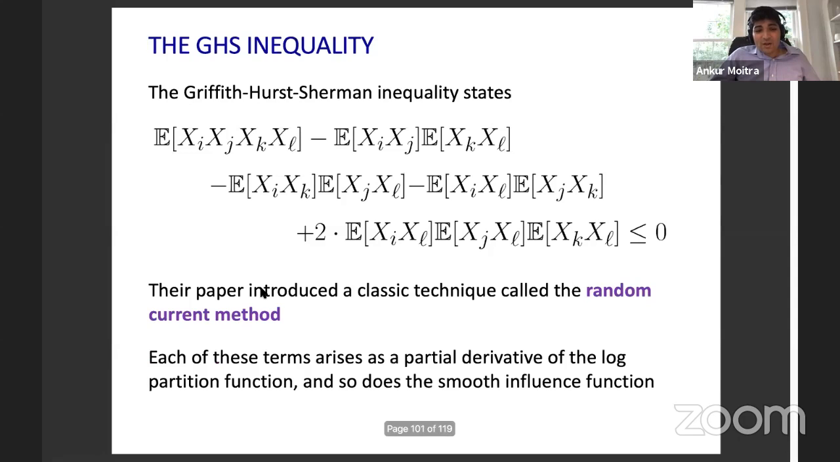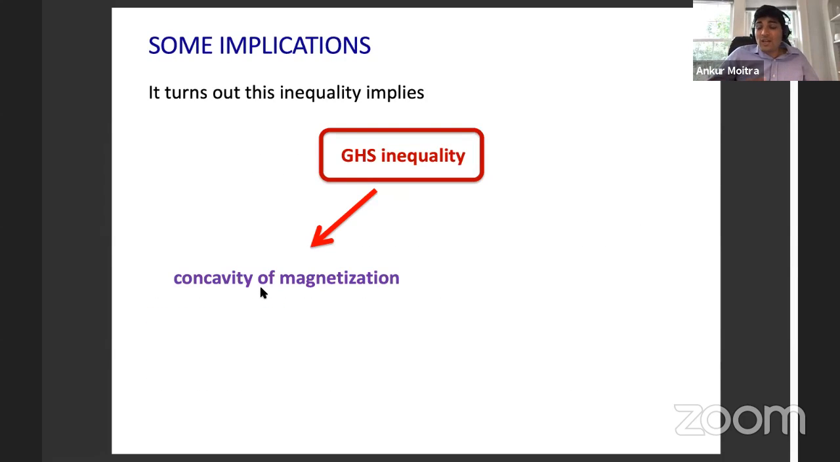And it's related to something called the random current method. But really the way to think about it is that the GHS inequality is the thing that allows you to prove this concavity of magnetization, the thing that I described earlier. But the flip side is that it also allows you to prove that the second order partial derivatives of the smooth influence function are all non-positive. And that's the property that a multilinear extension of a submodular function would have.